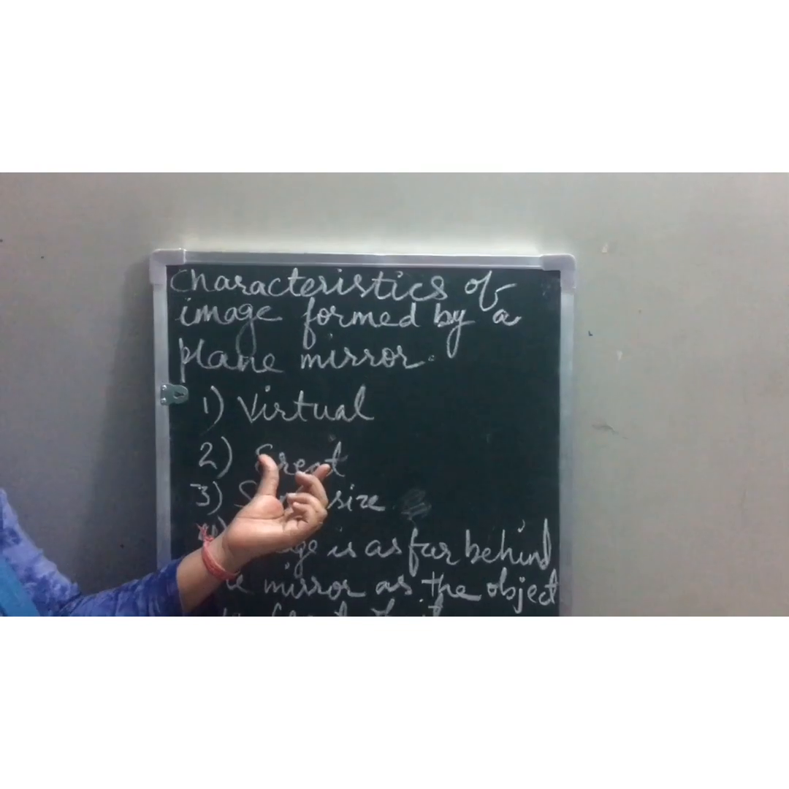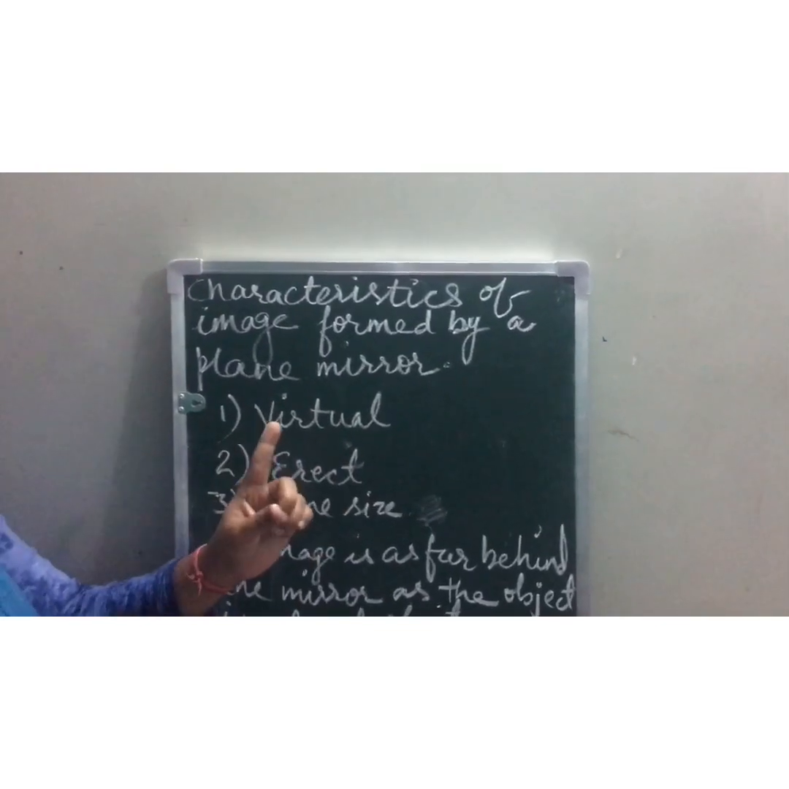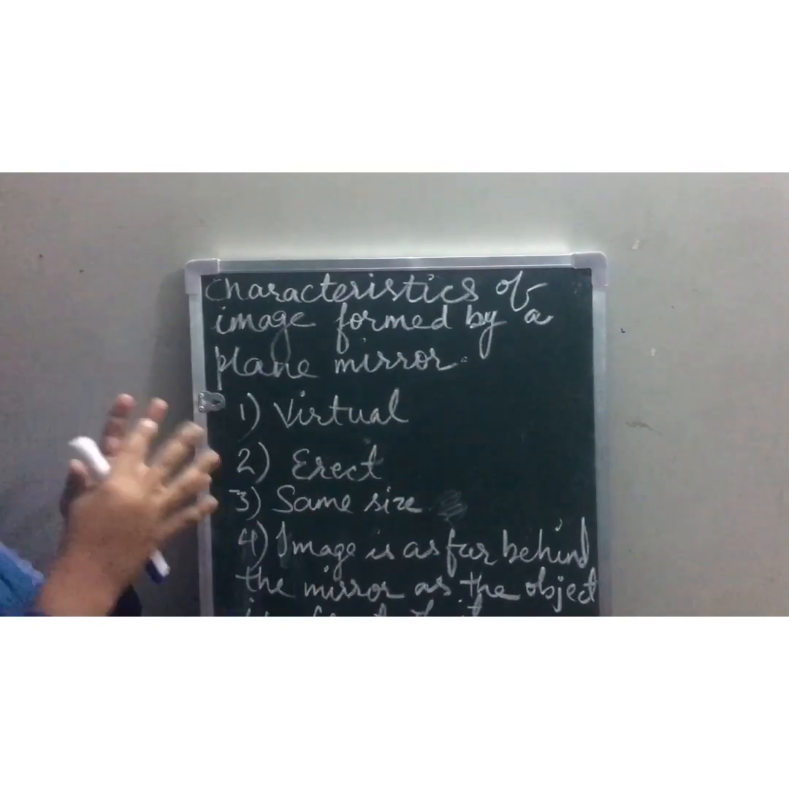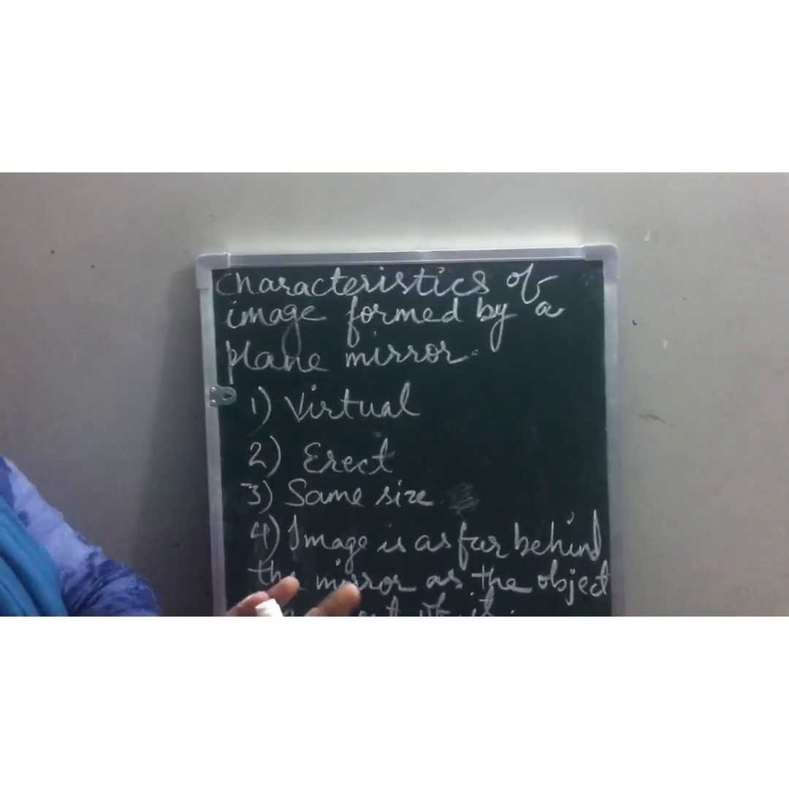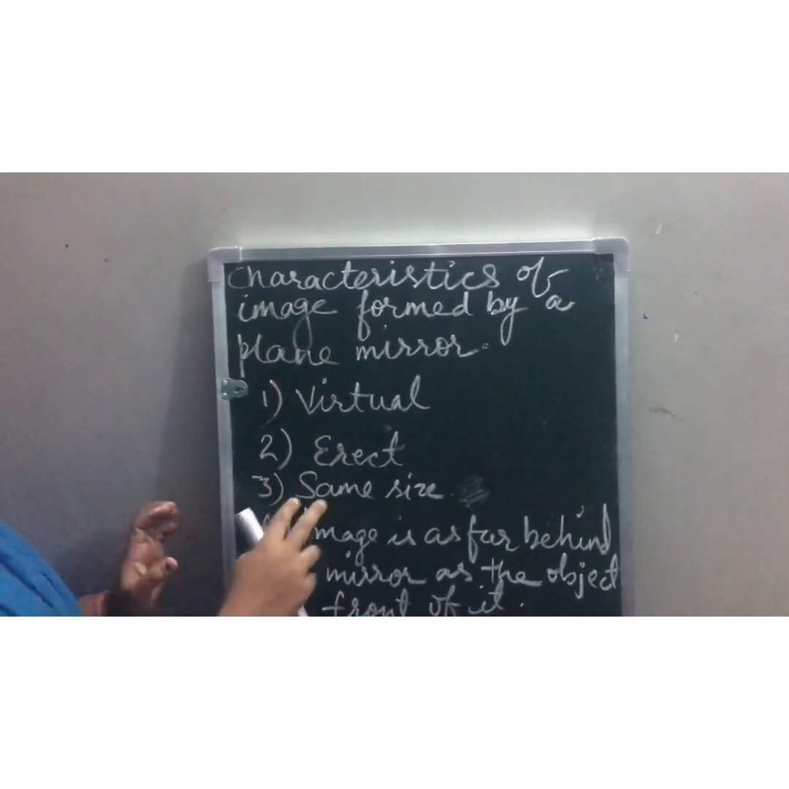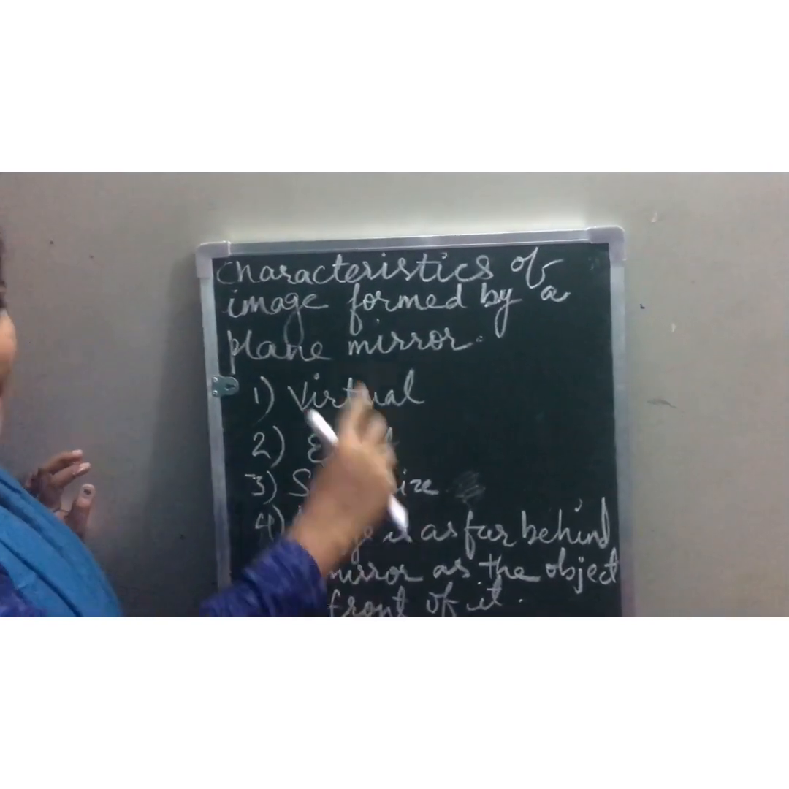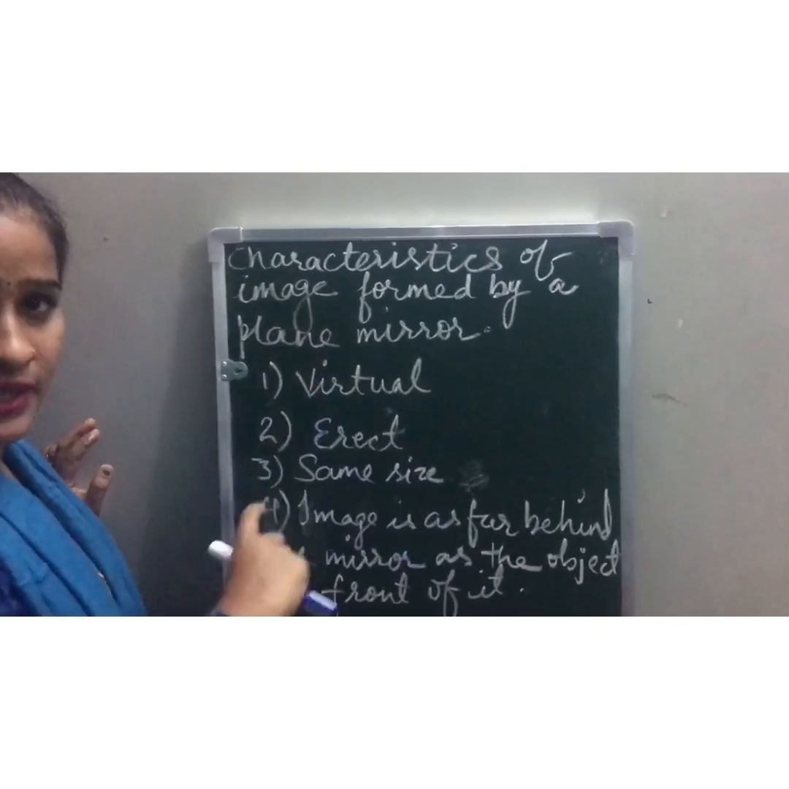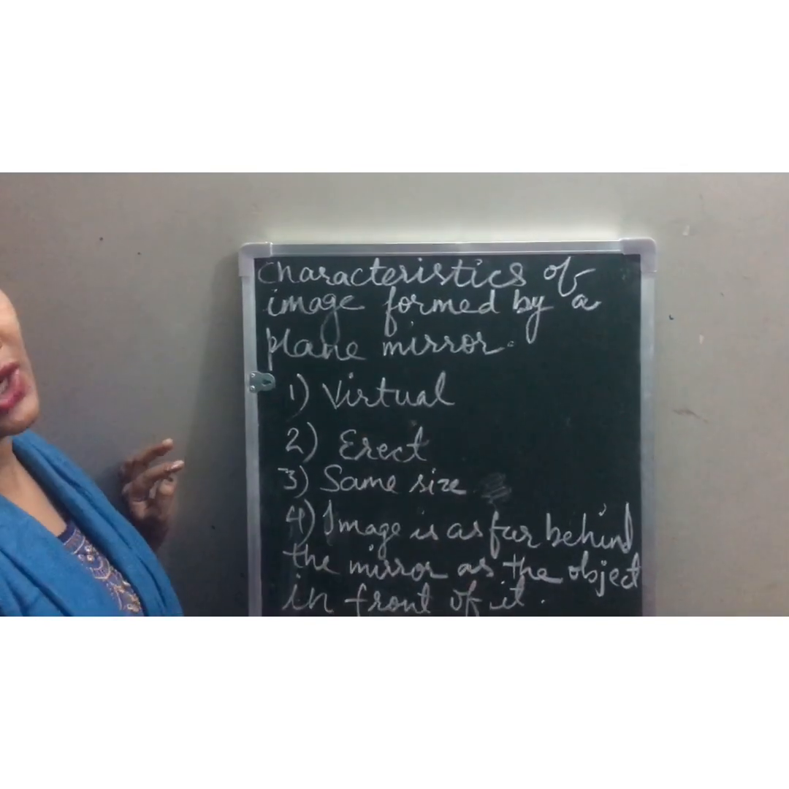Second, erect. Erect hai sari images. They are straight. Their head is the head. The head of the object is the head in the image. It is not upside down. वो उल्टी नहीं है, वो सीधी है. Next, same size. Their size does not decrease or increase. जितना size object का होगा उतना ही size image का भी होगा.